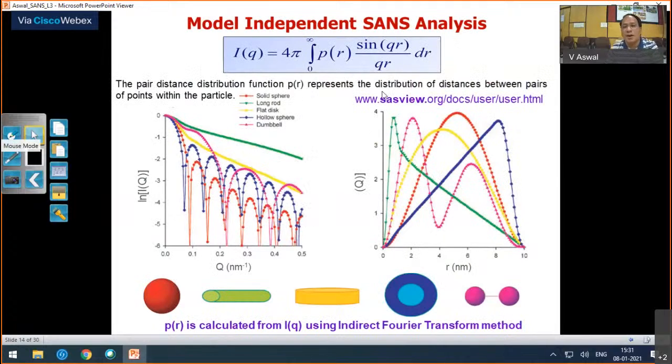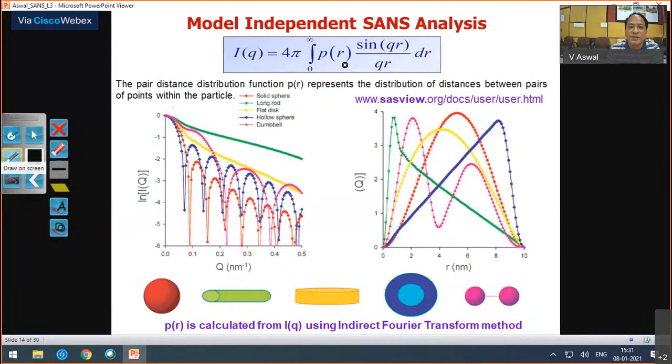The first one is model independent indirect Fourier transform analysis. What you do in this method is you measure this term P(R), which is the pair distance distribution function, which represents the distribution of distances between pairs of points within the particle. Basically, you do the inverse Fourier transform of the scattering intensity, and you will get P(R). And what information this P(R) gives is the following.